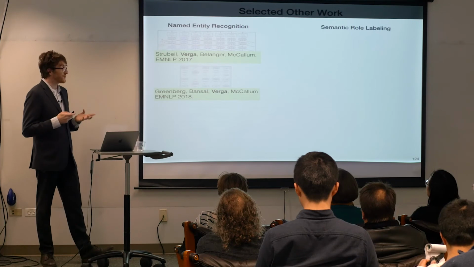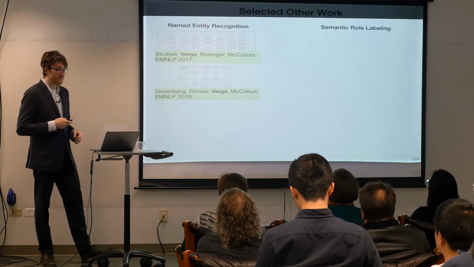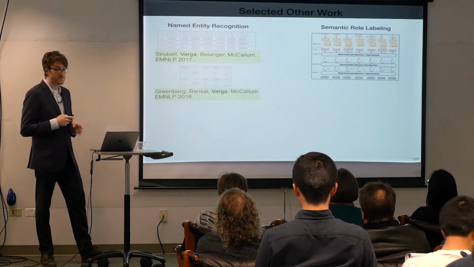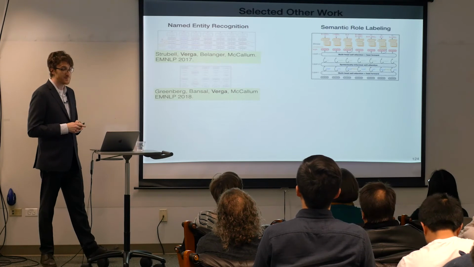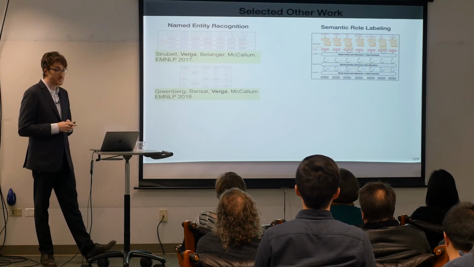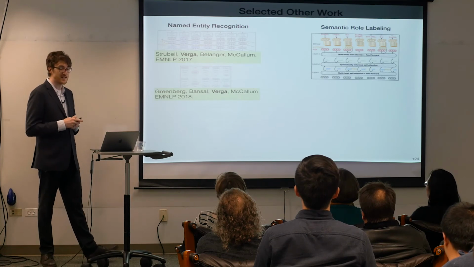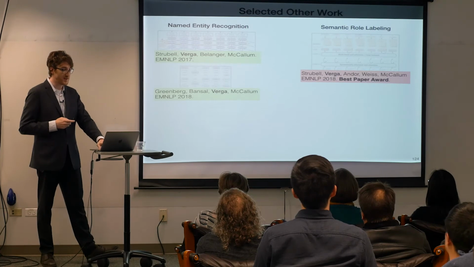I've also worked on semantic role labeling, which is the task roughly of extracting who did what to whom. And we came up with a multitask model that incorporated syntactic information into the self-attention mechanism of the transformer neural architecture. And this boosted the performance of the model quite a bit, especially on generalizing to new domains. And this work won the Best Paper Award at this year's EMNLP conference.